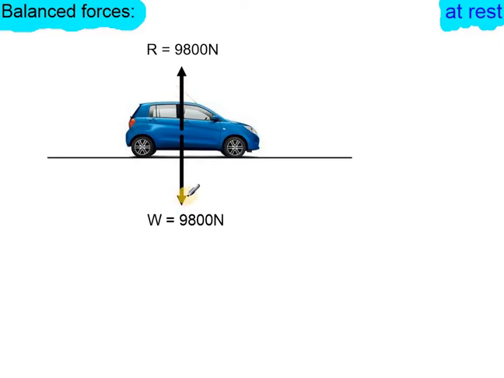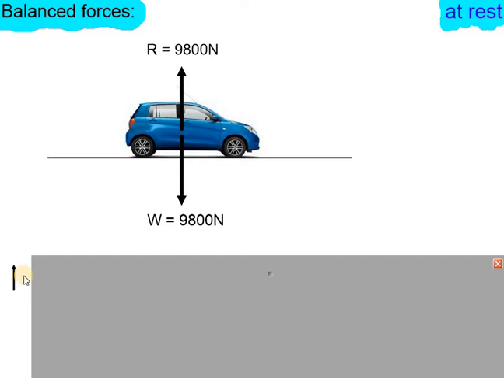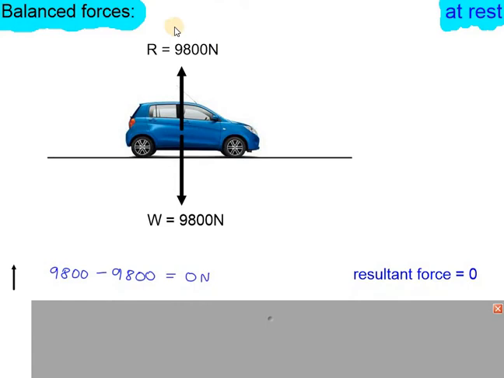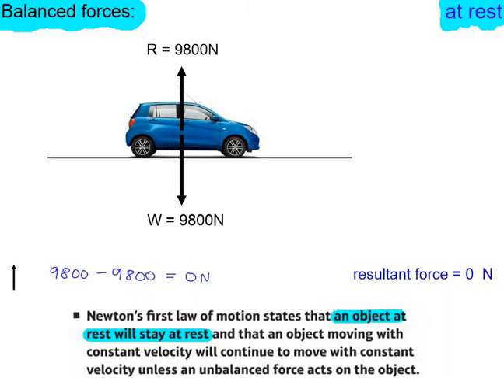The upward and downward forces, the vertical forces, are balanced. So resolving forces vertically and taking the upwards direction as positive, we have 9,800 minus 9,800, which is 0 newtons. The resultant force is 0. So the car which is at rest remains at rest because the resultant force is 0, which is the first part of Newton's law. An object at rest will stay at rest.